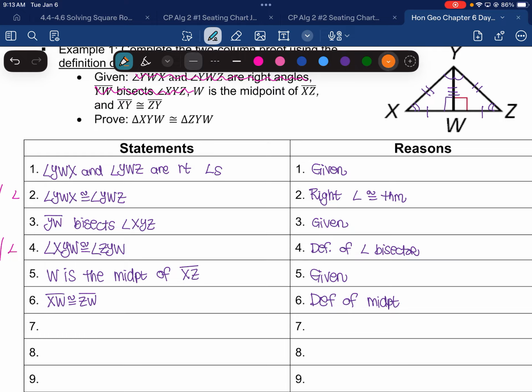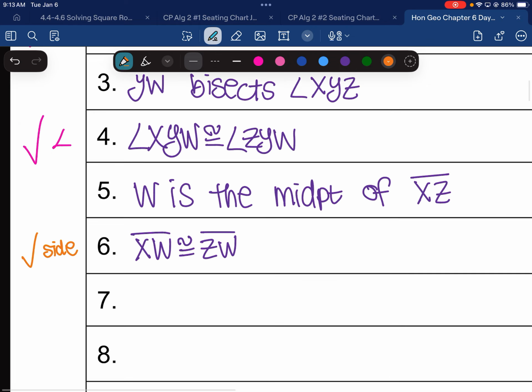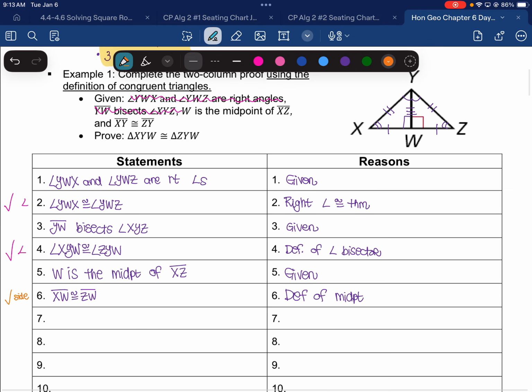Now maybe in another color, I'll choose orange. That's not a congruent angle. That's a congruent pair of sides. Your first one. That is not a congruent pair of angles. That's one of your sides.